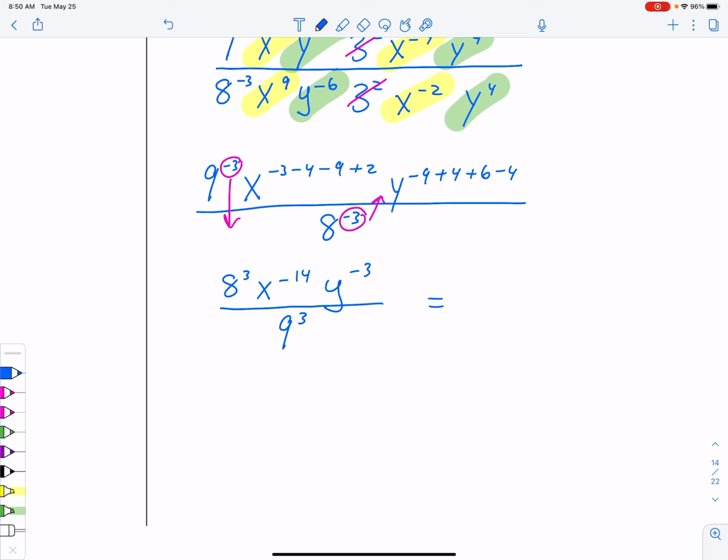So 8 to the 3 becomes 512. 9 to the 3 becomes 729. And then this and this both move to the bottom. So this goes to the bottom, this goes to the bottom. So we get x to the 14, y to the 3 for the answer for this question.